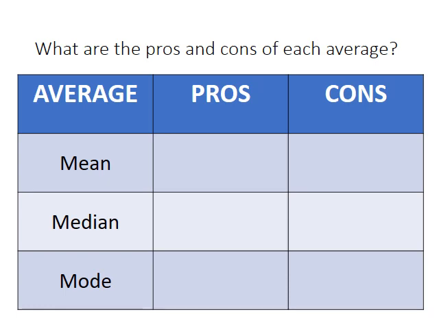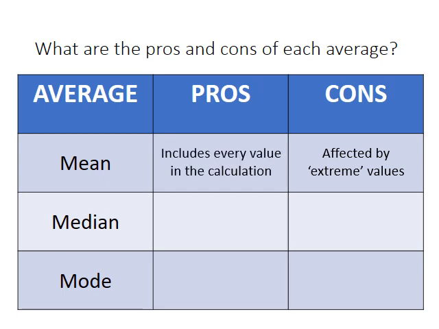So that's one of our cons of finding the mean. It's affected by extreme values. However, the pro is that you're using every single number to do the calculation, which is what we want really, because we want something that represents all of our data.